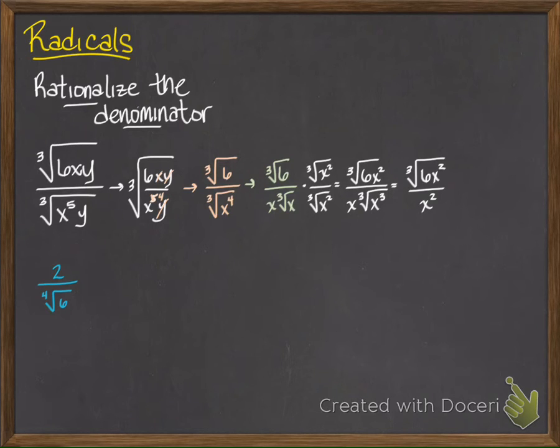Now, what if there's more pieces involved? Or what if it's numeric values? We're still after the same goals. In this case, we get the fourth root of 6 in the denominator. There's no simplifying that can happen. There's nothing that we can do before we try to rationalize this denominator.